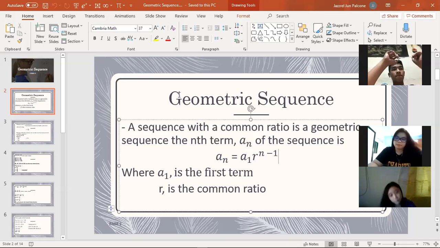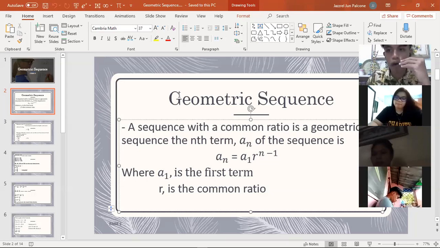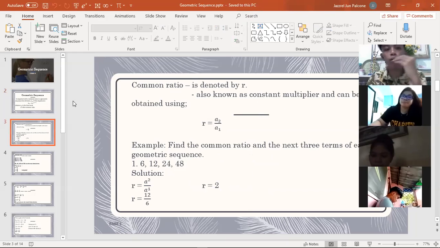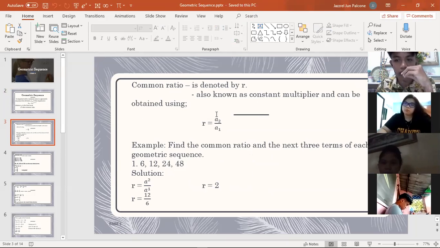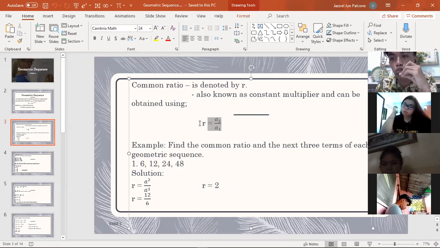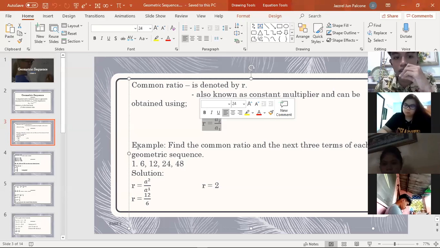Now, the question is, sir, how do we get our common ratio? This is how we get our common ratio. Now, common ratio is denoted by letter R or small letter r. Also known as the constant multiplier and can be obtained using r is equal to a sub 2 over a sub 1. So unlike with the common difference na pinagmaminus natin yung ating a sub 2 sa a sub 1, dito sa common ratio, we need to divide a sub 2 by a sub 1. So let's have an example.